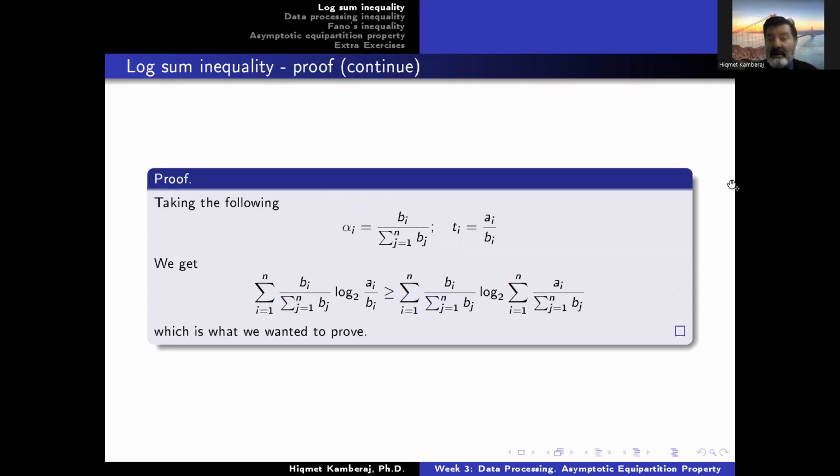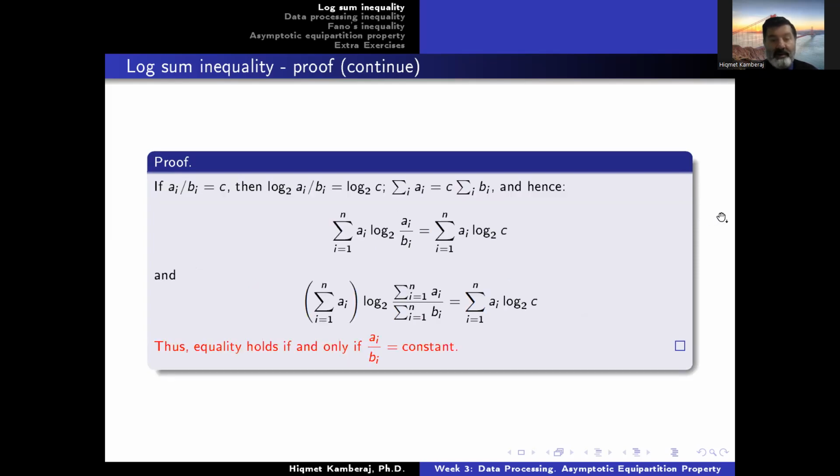Taking alpha i as bi over the sum over j from 1 to n of bj, and ti equal to ai over bi, we get that the sum over i from 1 to n of bi over the sum of bj, log base 2 of ai over bi, is greater than or equal to the sum over i from 1 to n of this ratio, bi over the sum of bj, log base 2 of the sum over i from 1 to n of ai over the sum over j from 1 to n of bj, which is what we wanted to prove.